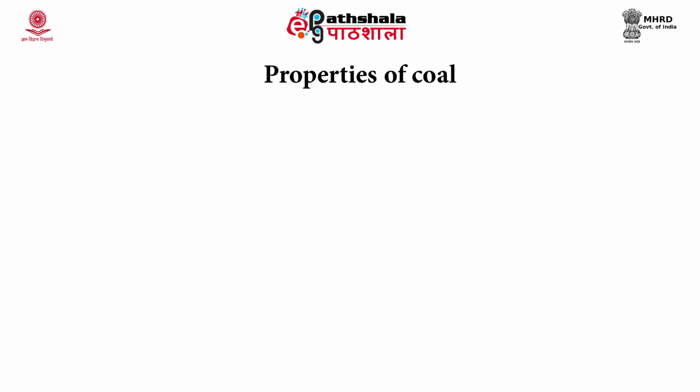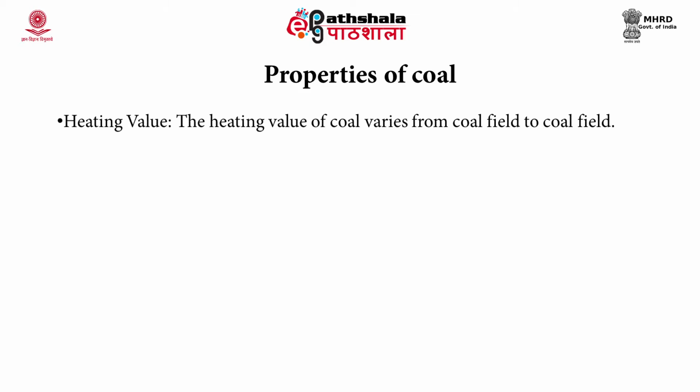Now we will see what are the properties of coal. The major or the most important physical property is the heating value. The heating value of coal varies from one place to another, from the type, ash content, moisture content, etc. Apart from that, it also varies from place to place.